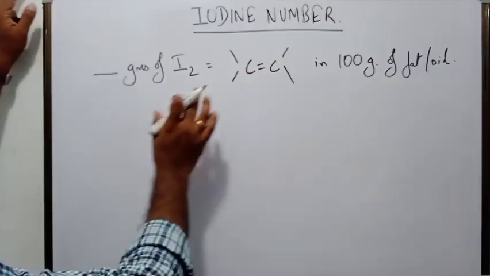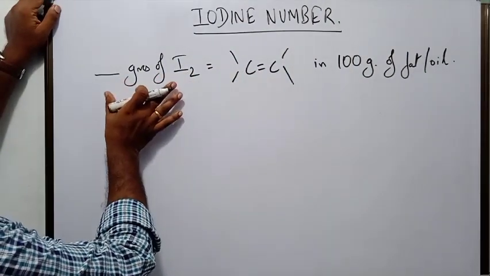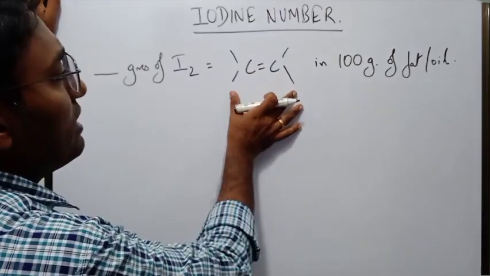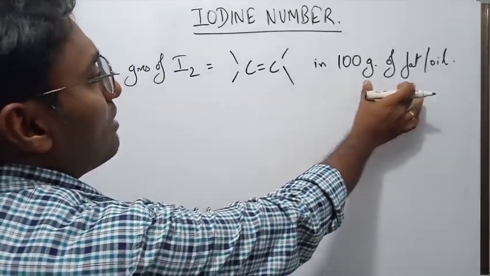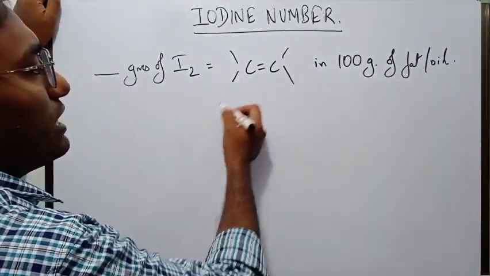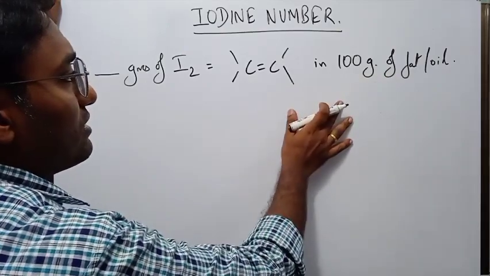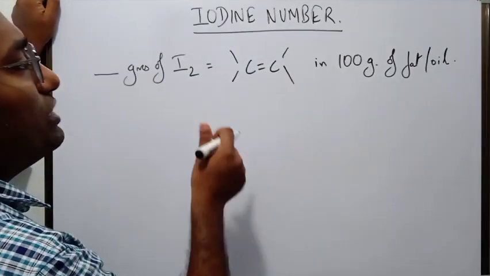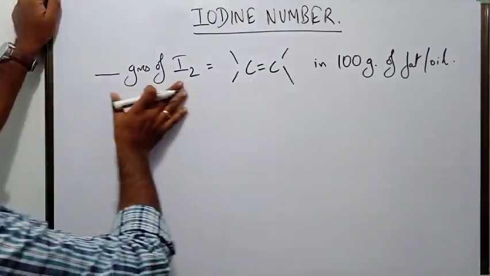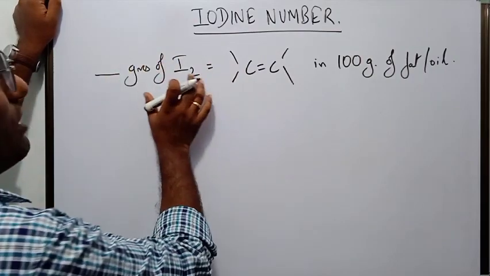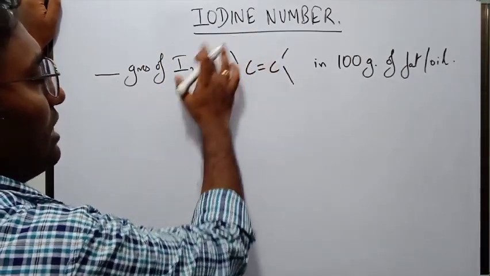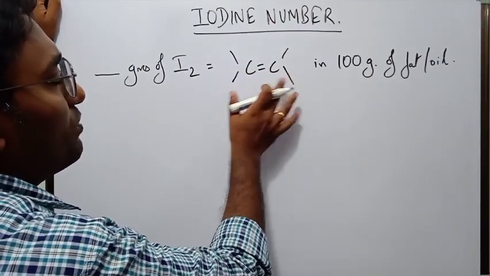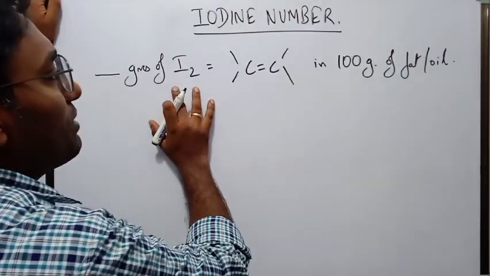Iodine number is referred to as the grams of iodine that would add to carbon-carbon double bond in 100 gram of fat or oil. You take a sample of oil or fat, and it is 100 gram. How much carbon-carbon double bond is there? How will you determine it? By adding iodine into the system. The amount of iodine that reacts with this carbon-carbon double bond to give an addition compound, that would be the iodine number.